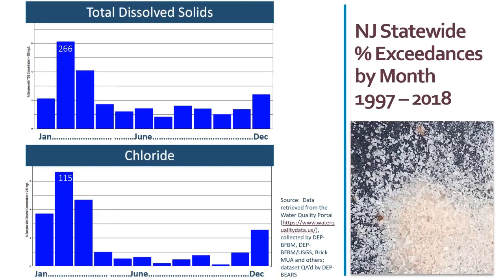We use the same data to look at it a little differently, and these graphs display the statewide exceedances by month. So this shows that the great majority of exceedances are occurring in the winter months.